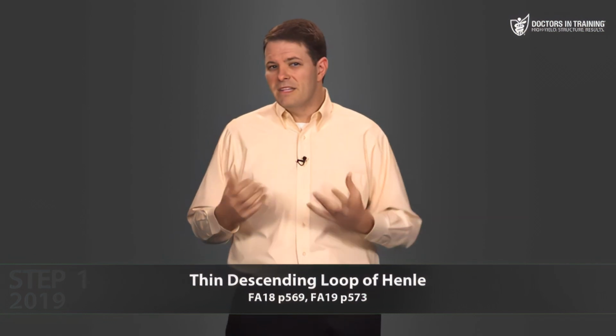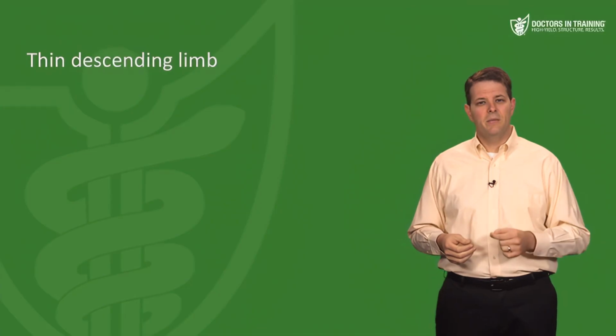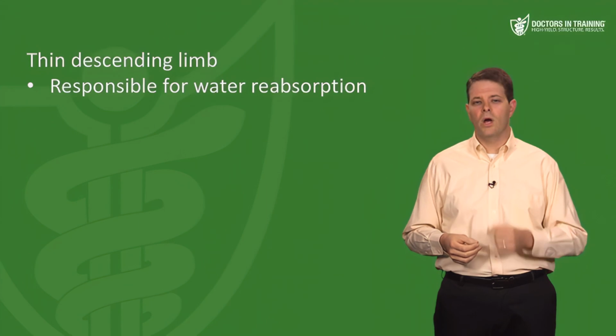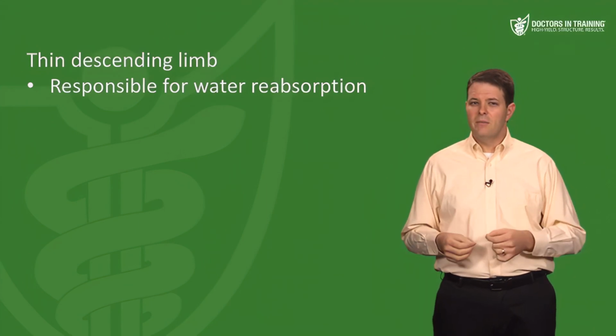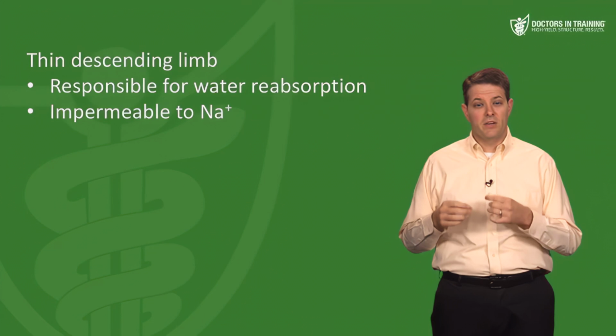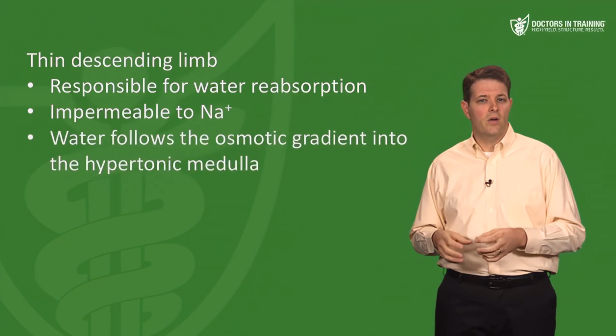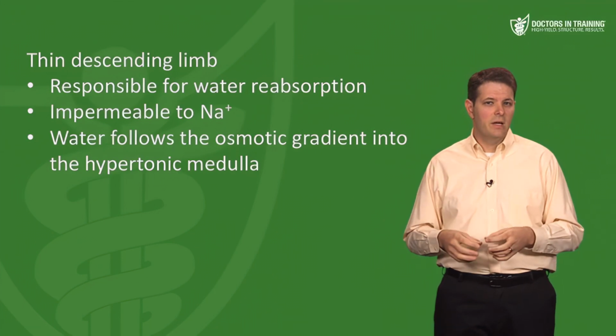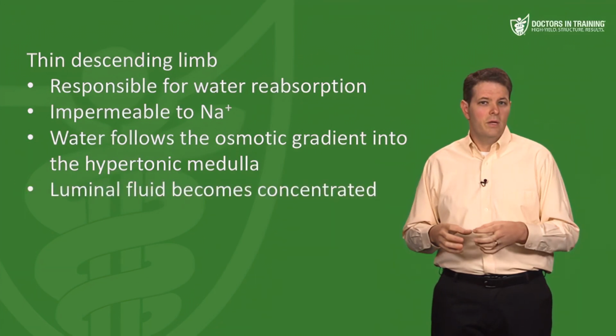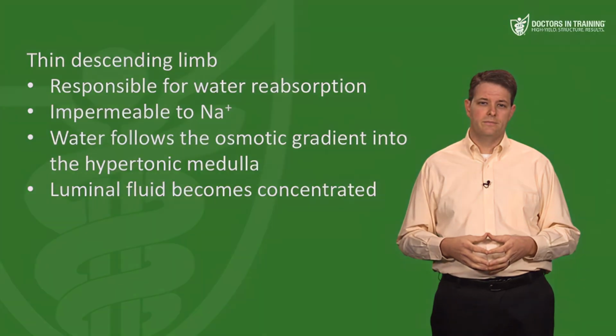There's not much to say about the descending limb, except that the thin descending limb is the part of the loop of Henle responsible for water reabsorption. The thin limb is impermeable to sodium, but the interstitium down there in the medulla is hypertonic, so water follows that osmotic gradient and leaves the thin descending limb, and then the luminal fluid becomes more and more concentrated.